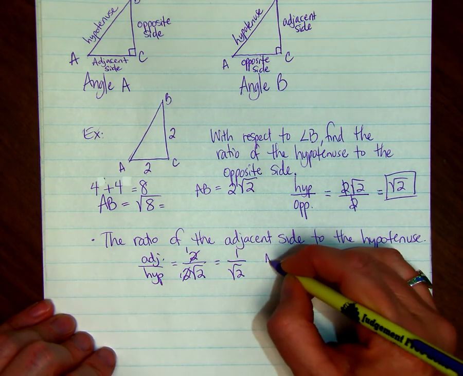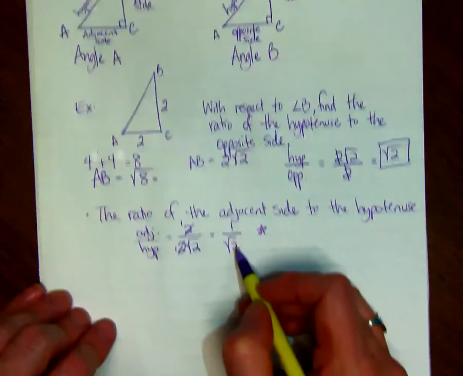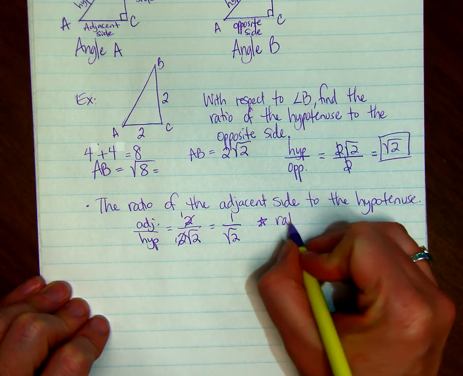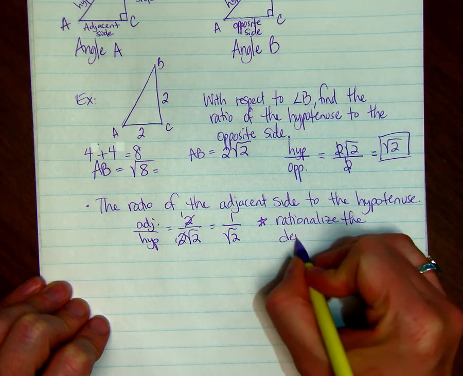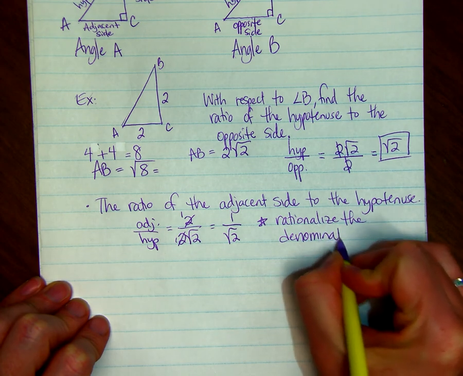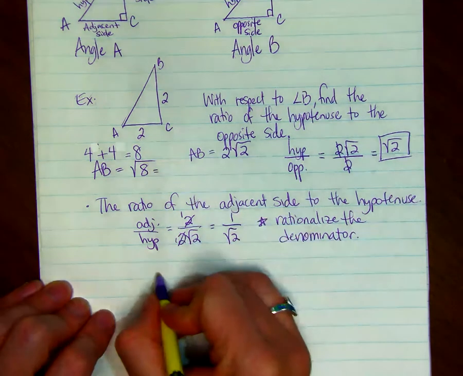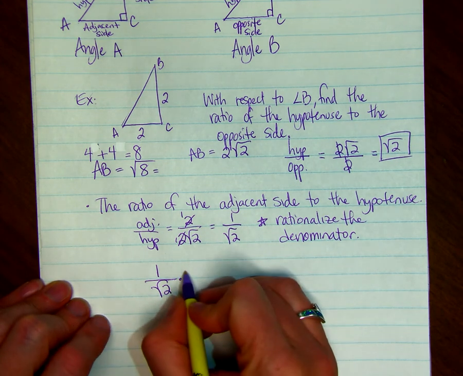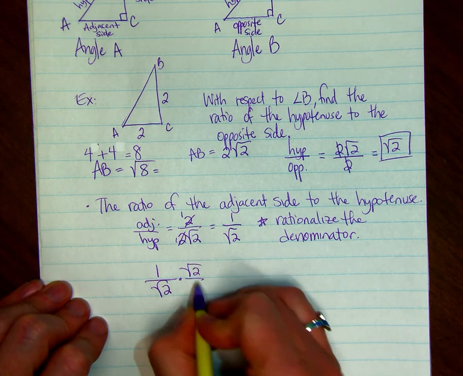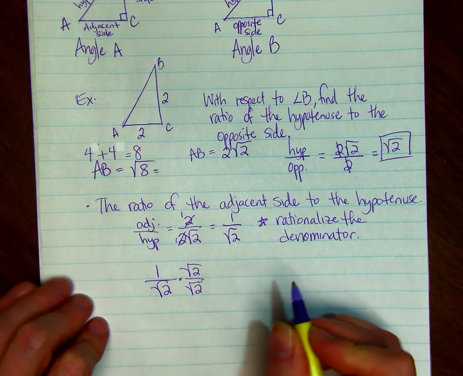Now we have a problem here because we can't have a square root in the denominator. So we're going to rationalize the denominator. We're going to make it a rational number. So we can change 1 over the square root of 2, that fraction, so that it has a rational number in the denominator.